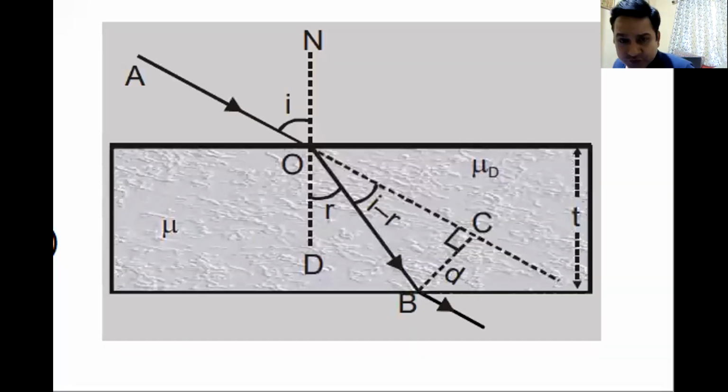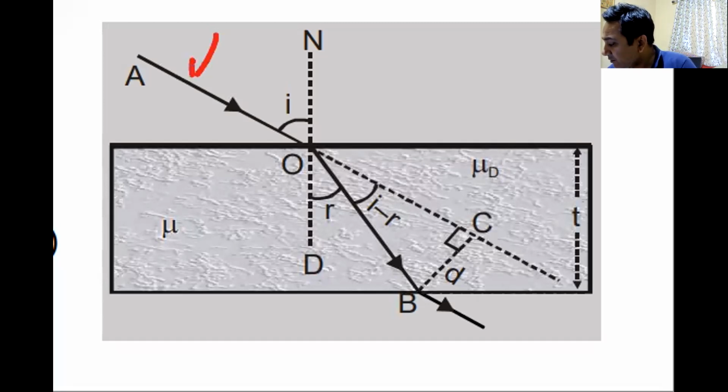Now, since we have seen that the emergent ray shifts parallelly and this shift is known as lateral shift, I hope you can see that diagram here again. The diagram has been rubbed off. Can anyone tell me? You can see some things on the diagram: A, B, C, D, mu, I, R, I minus R. Can you tell me what is the shift in the ray?